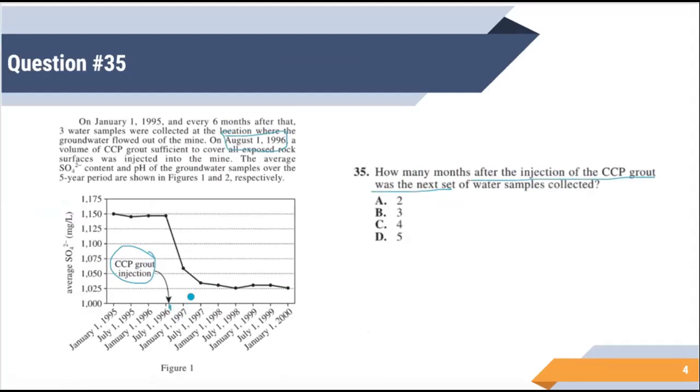And then the next time they took a water sample is right here in January of 97. From August to January, that's September, October, November, December, January, 5 months. So our answer for 35 should be 5.